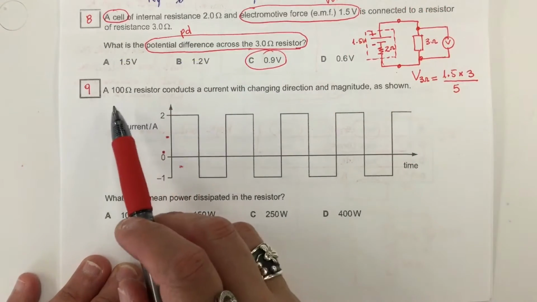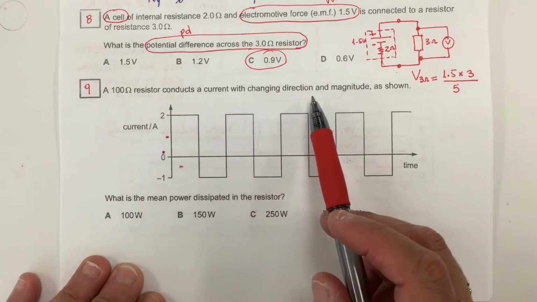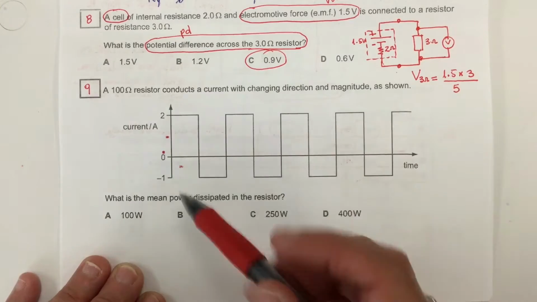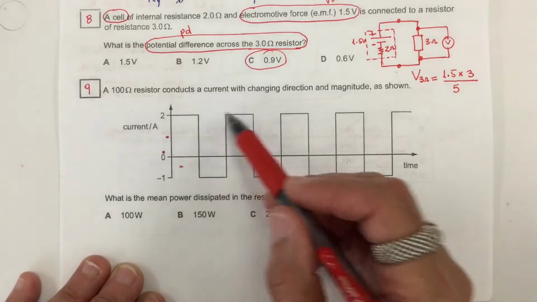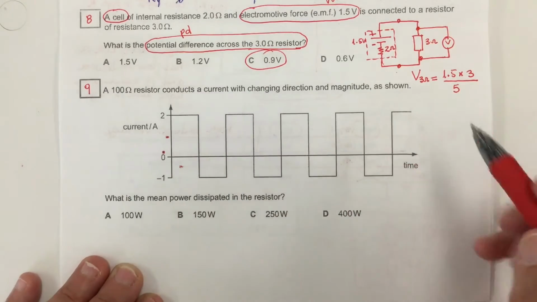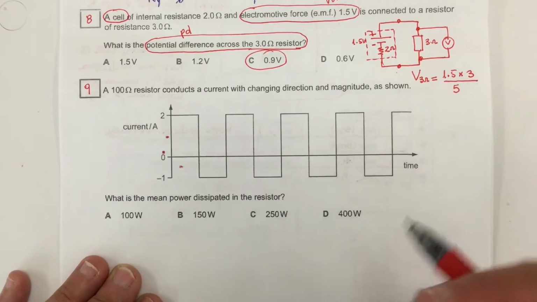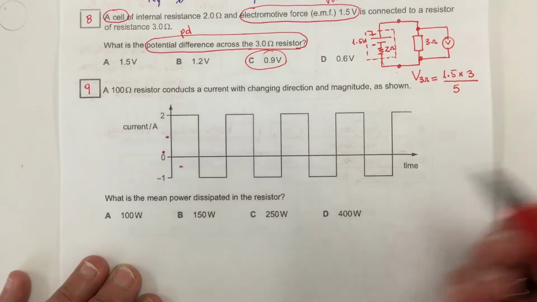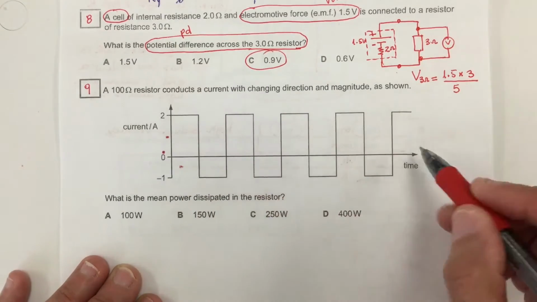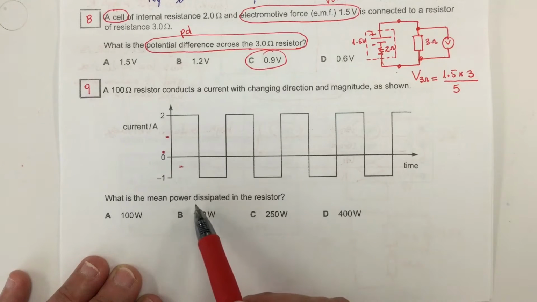Question 9. A 100 ohms resistor conducts a current with changing direction and magnitude as shown. So instead of a sine wave, we have a square type of wave. There is a setting on the oscilloscope that we can press and select how we want the wave to be presented. In this case our option is square, so that's why you see a square shaped wave. So the question is asking, what is the mean power dissipated in the resistor?